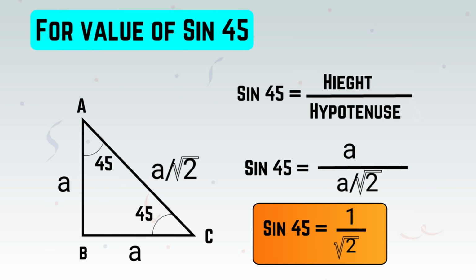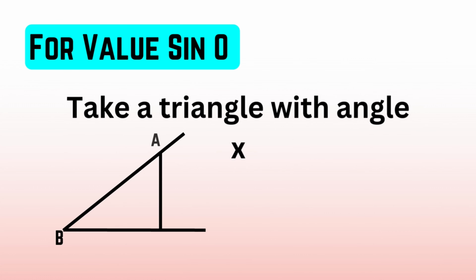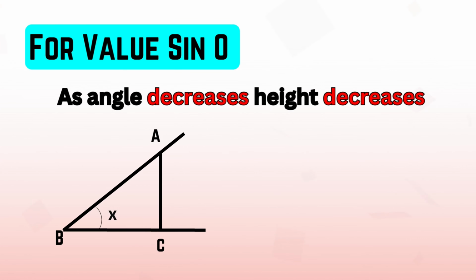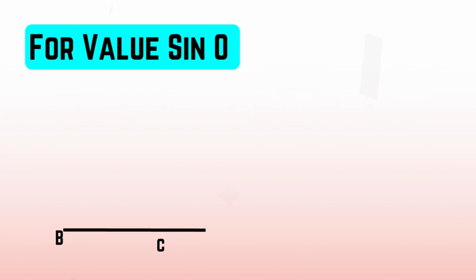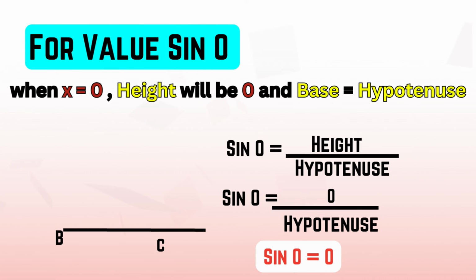Let's find the value of sin 0, which is a little different. Let's have a triangle with one angle x. Now we are going to decrease the height of the triangle, which is AC. We will observe that as the height decreases, the angle also decreases. So when the angle equals 0, the height will be 0 as well. Therefore sin 0 is equal to 0.